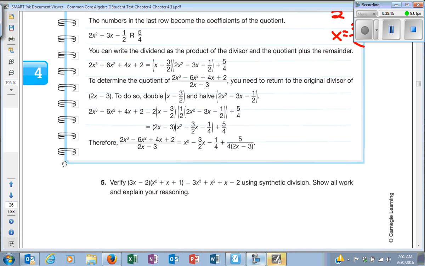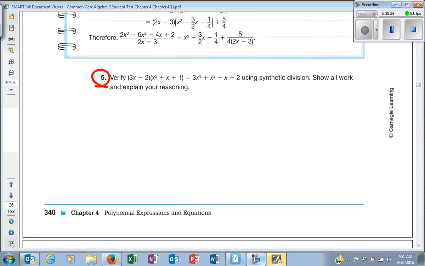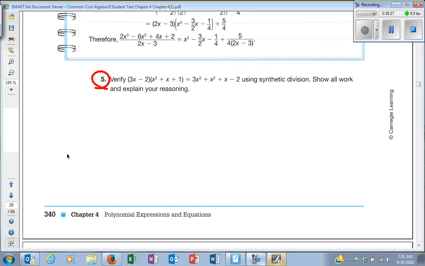So, I want you to try 5. That means you're going to take this right here and divide it by this. And what should your answer be? If this times this equals that, are you following me? Then this divided by this should equal that. So how you're going to verify this is you're going to take this right here and use synthetic division, and when you get your answer of synthetic, it should be that. You following me? All right.